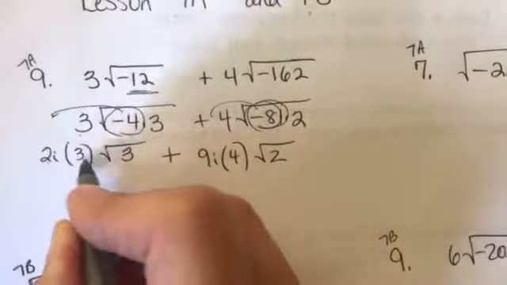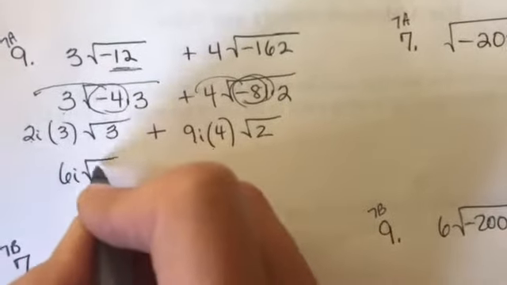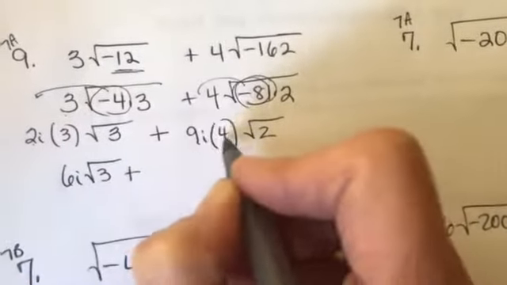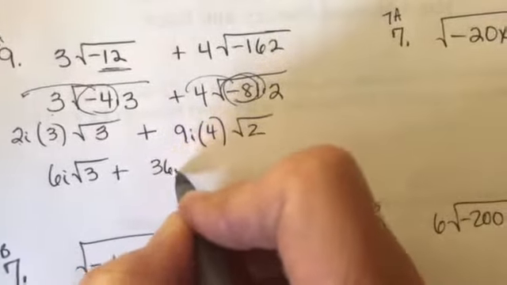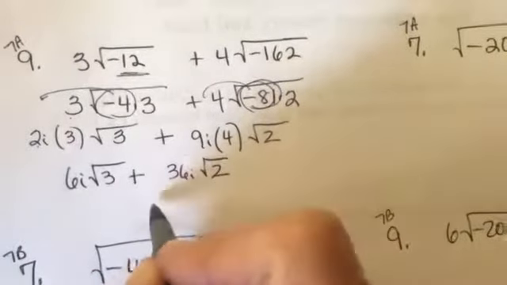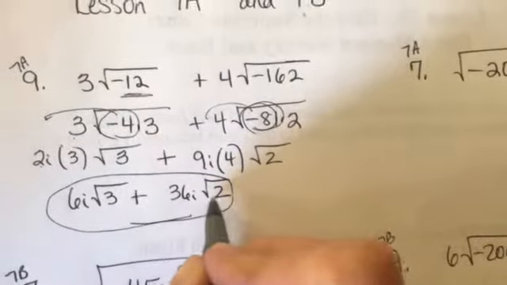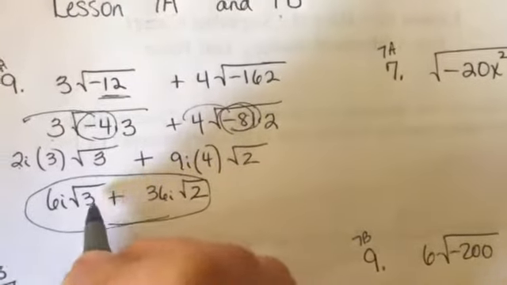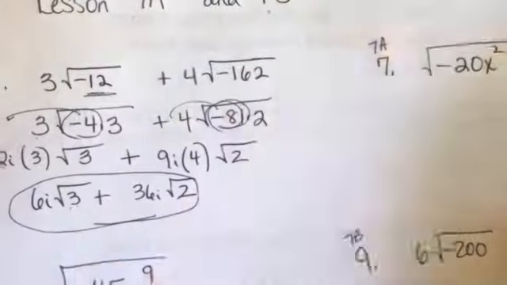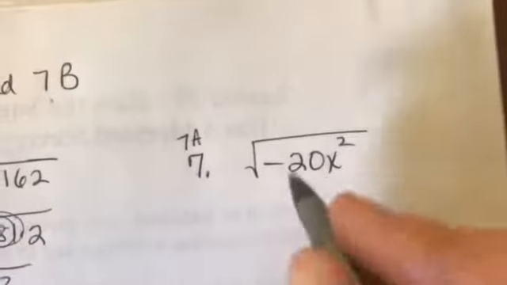So right here I have 2 times 3, so I have 6i square roots of 3 plus 36i square roots of 2. You cannot add these together because they are not like terms. In order for you to add them, they would have to be exactly the same under the radical. So that would be your answer there. Okay, so let's try another one.